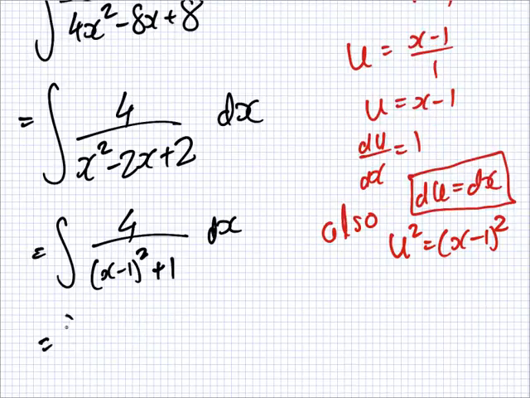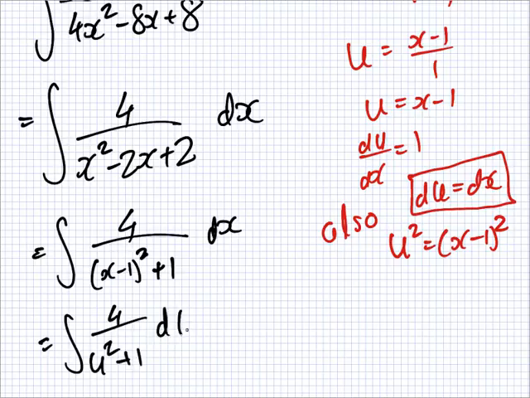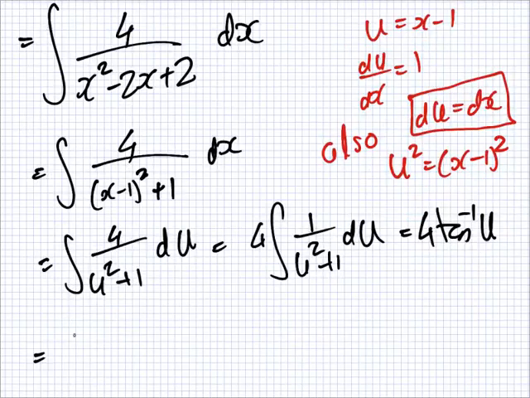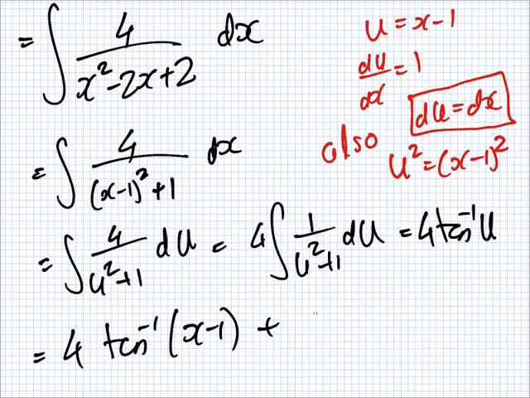So this will equal 4 over u squared plus 1 du, which will equal 4 times 1 over u squared plus 1 du, which will equal 4 tan inverse u plus c. So this is 4 tan inverse (x minus 1) plus c.